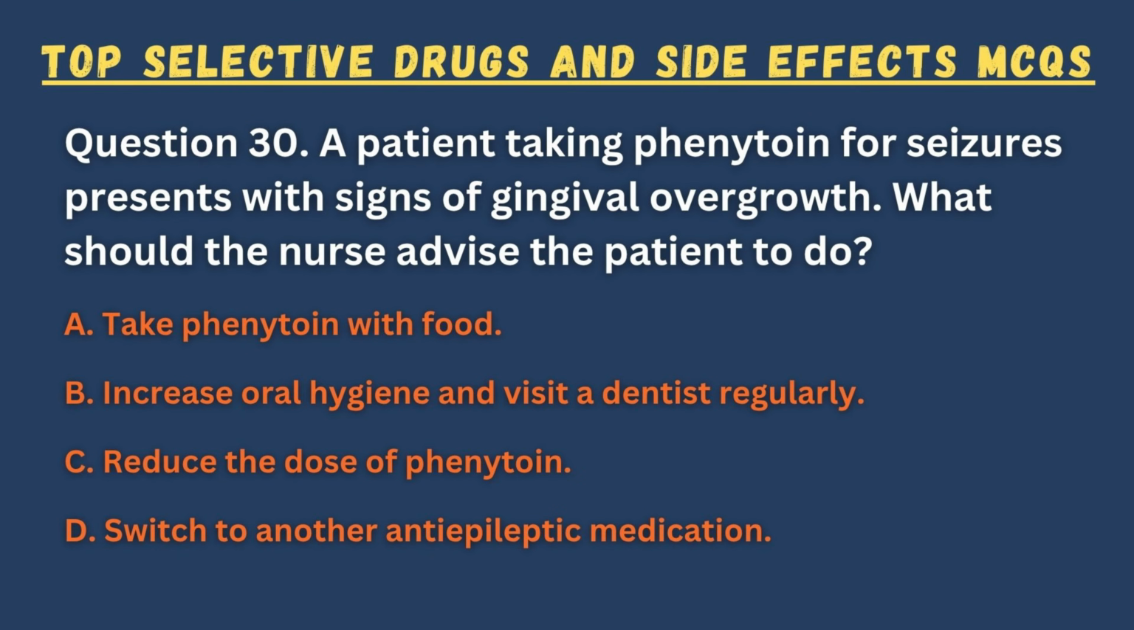Question 30. A patient taking phenytoin for seizures presents with signs of gingival overgrowth. What should the nurse advise the patient to do? A. Take phenytoin with food. B. Increase oral hygiene and visit a dentist regularly. C. Reduce the dose of phenytoin. D. Switch to another anti-epileptic medication.